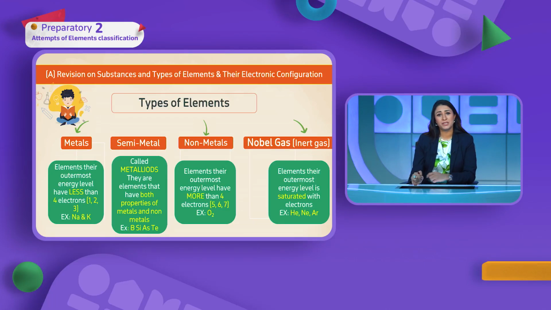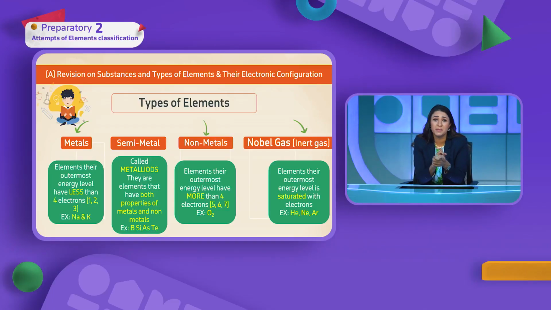Semi-metals. We took last year that there are metals, non-metals, noble gases, and semi-metals. As we took last year, it always said they have 4 electrons in their outermost energy level. The real definition this year in second prep is that semi-metals are metalloids. We're going to give them another terminology, which is metalloids. What's meant by metalloids?